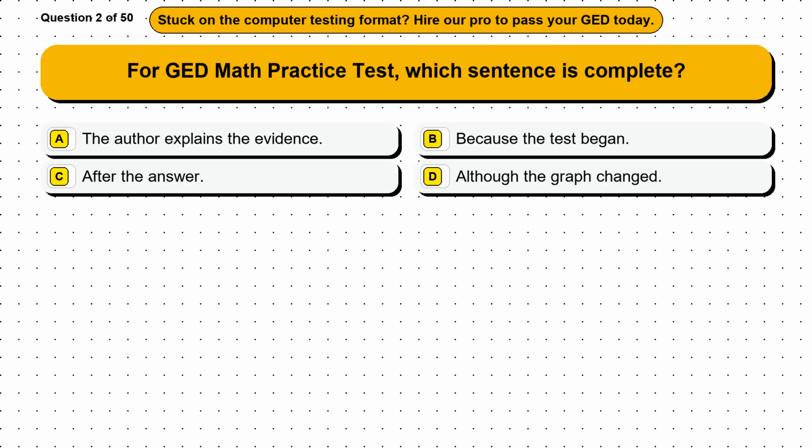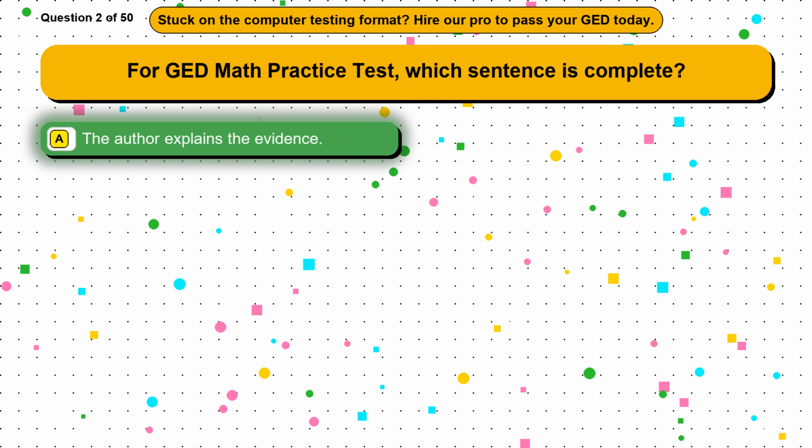Question 2. For GED Math Practice Test, which sentence is complete? Option A. The author explains the evidence. Option B. Because the test began. Option C. After the answer. Option D. Although the graph changed. The correct answer is option A.